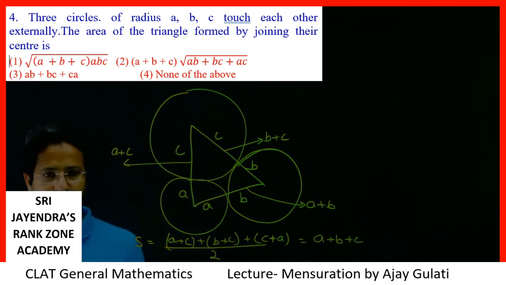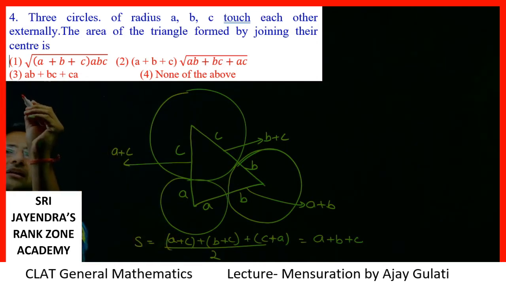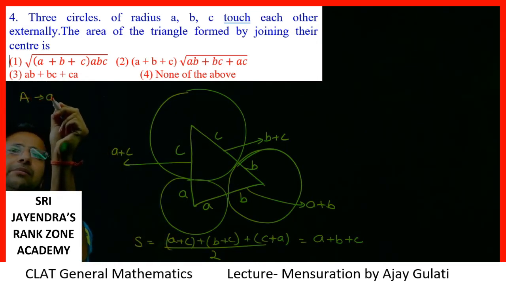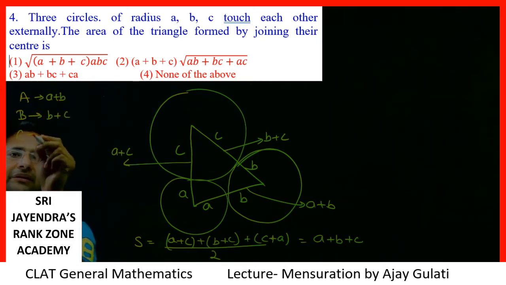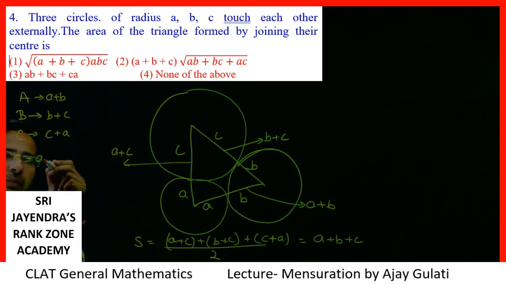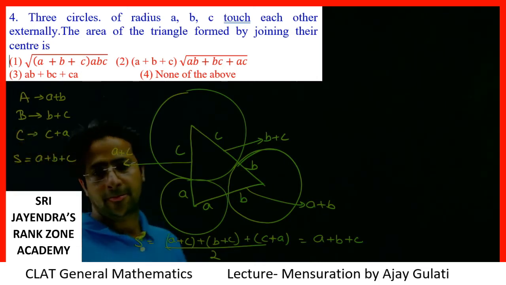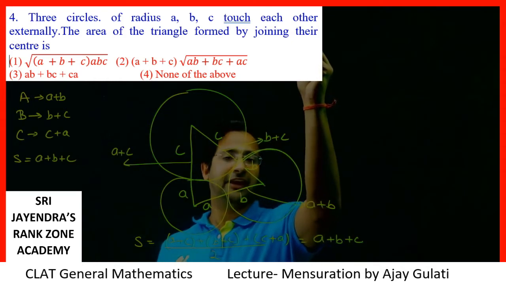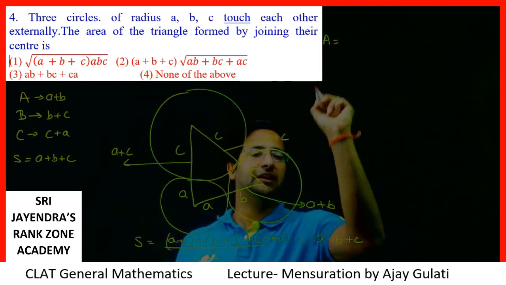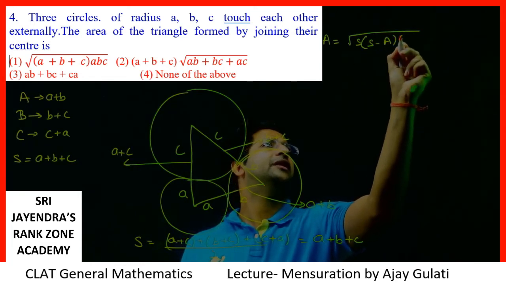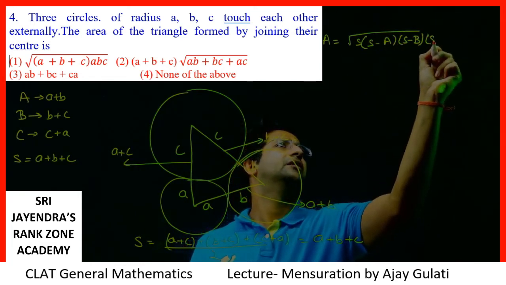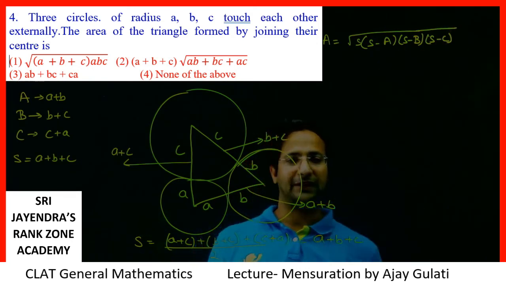Yes. Okay, I am writing it again. The first side, let's say a, is A plus B. The second side b is, let's say, B plus C. The third side c is, let's say, C plus A. And we have found the semi-perimeter is A plus B plus C for this particular triangle. Okay. Now, what is the area? The area of the triangle is root of S into S minus a, S minus b, S minus c. This is the area of the triangle.